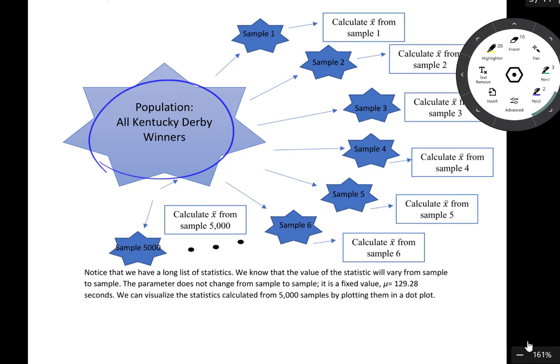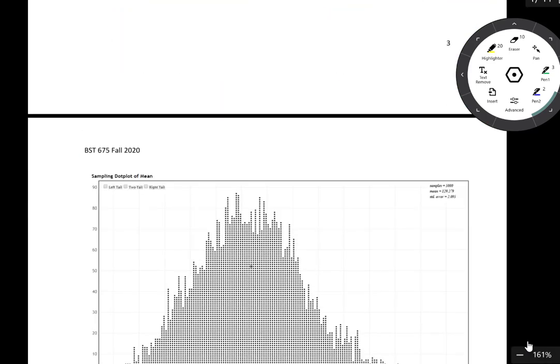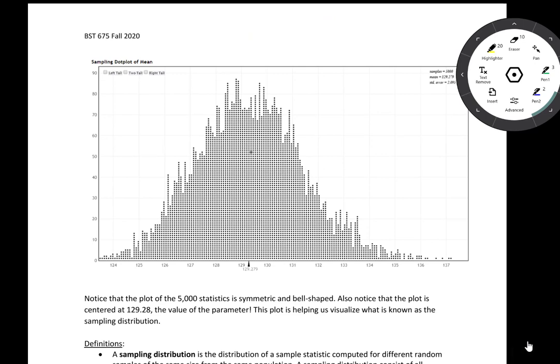So essentially what is happening here is I have a long list of statistics, or we could think of this as a new data set where each element in that data set is a sample mean that was calculated from a random sample of 30 race times. Now the overall parameter, that mu from the population, is not changing from sample to sample. So you want to make sure you keep the population mean very distinct from the sample mean. And one way that we could visualize how x-bar is changing from sample to sample is to plot them in a dot plot. And so I have a dot plot here of those 5,000 different x-bars.